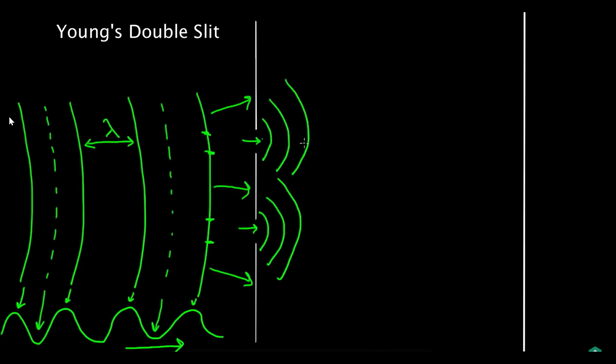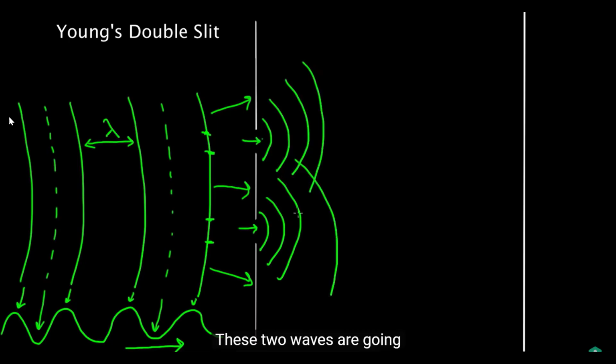Uh-oh, look what's going to happen. You're going to have 2 waves overlapping. These 2 waves are going to start overlapping, and where they overlap constructively, you'd get a bright spot. Where they overlap destructively, you'd get a dark spot. Where it's sort of half constructive, half destructive, you might get a mediumly bright spot.